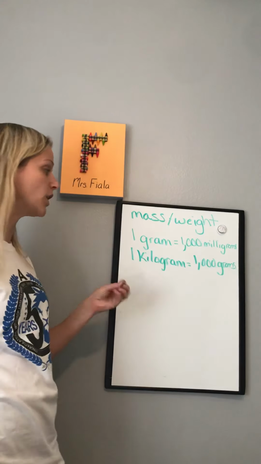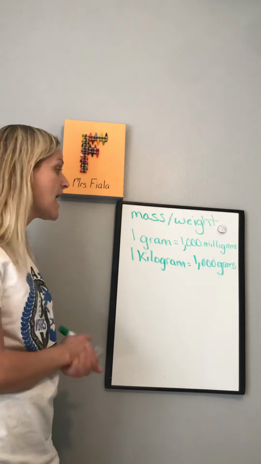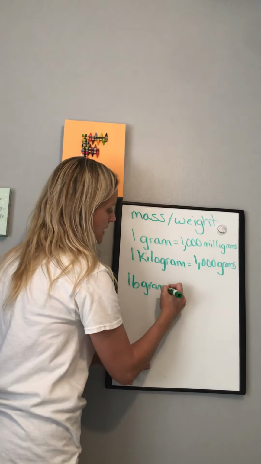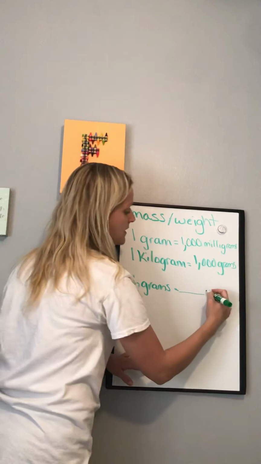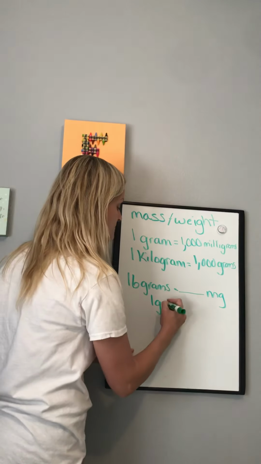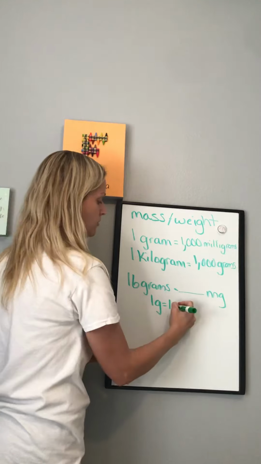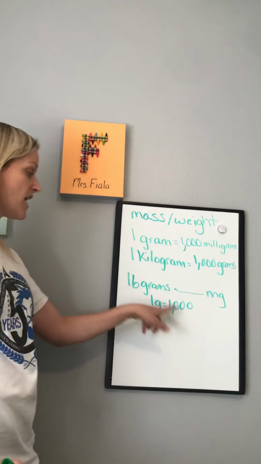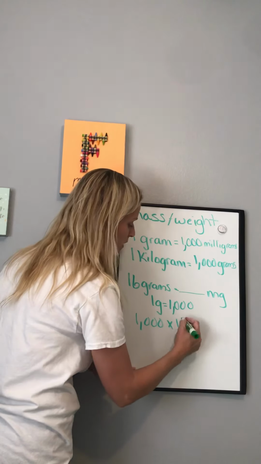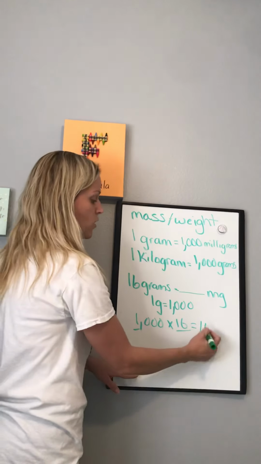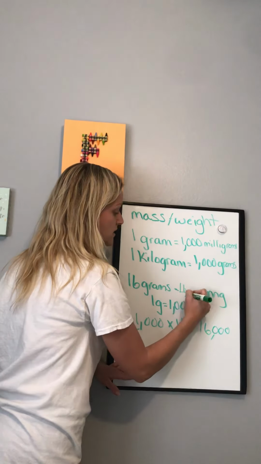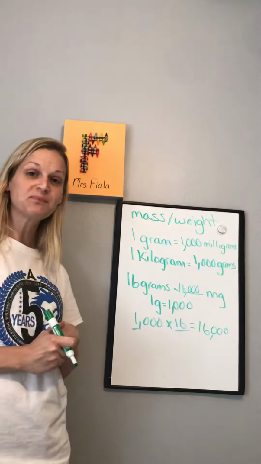Now if we're converting here, same steps. If we had 16 grams and we want to know how many milligrams, that is, mg is our abbreviation. I'm going to write down what I already know. 1 gram is equal to 1,000 milligrams. And now I'm going to multiply 1,000 times 16. And this all should be mental math. 16 times 1 is 16. I'm going to add my 3 zeros. 16,000 is my answer. Okay?